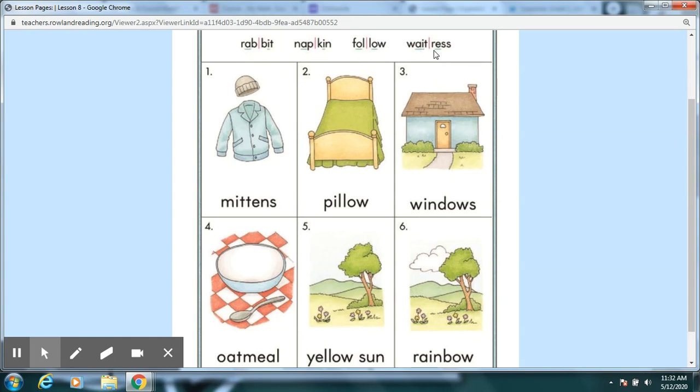This one's harder, so this is why you have to know that rule about find those two consonants in the middle and put your line through the middle of those two consonants. So in the middle of waitress, I see a T and an R. We're going to divide it right down the middle of the T and the R. Okay? Your job is to read the word, draw your line that is missing.